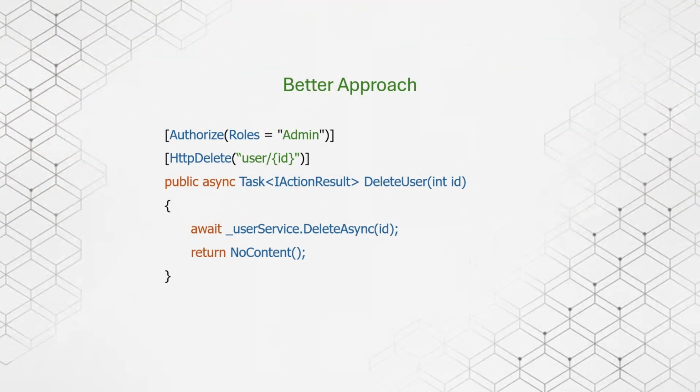Always add authorization rules that match the business requirement. Here, only users in the admin role can access the delete operation. In a real application, you may also need to check whether the current user is allowed to modify this specific record.